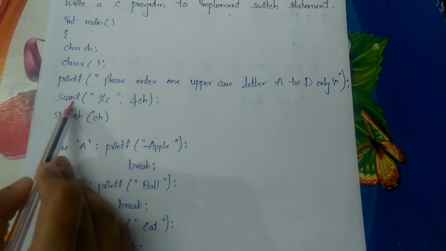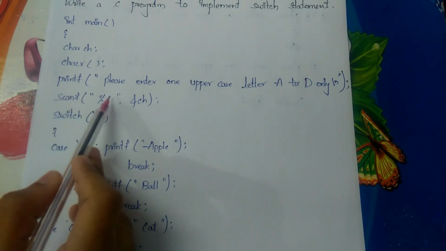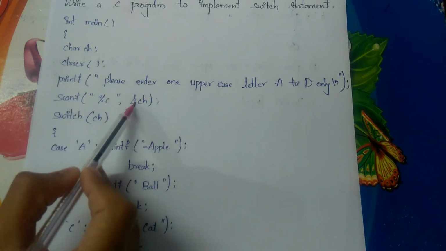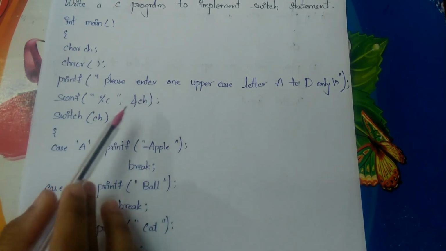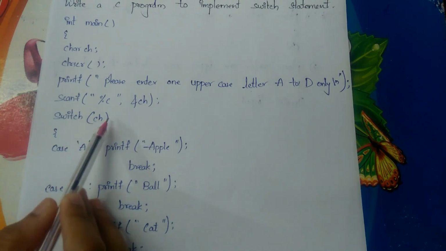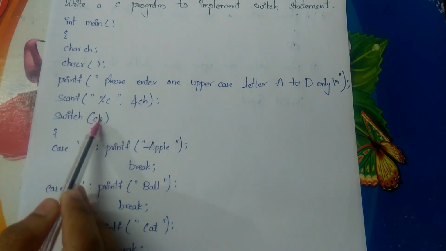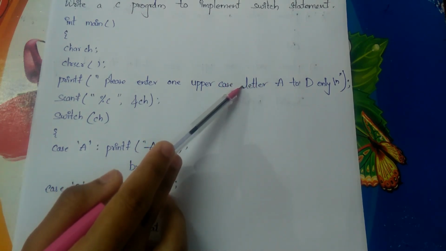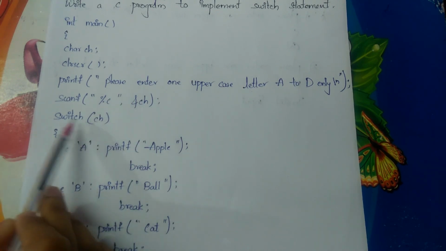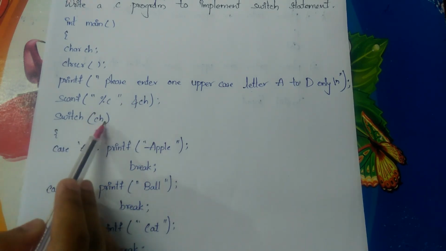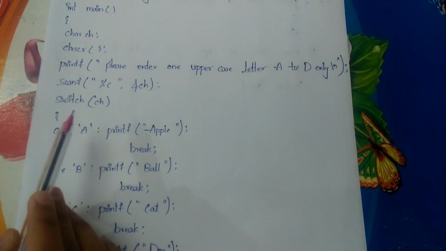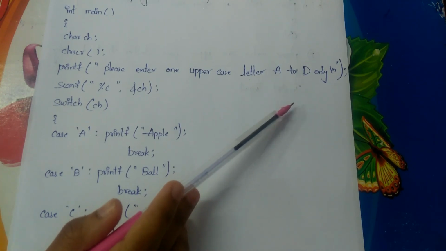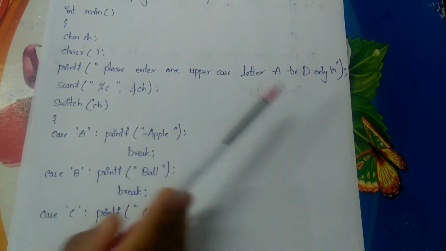For that I am using scanf. So scanf with %c, which is the format specification for the char data type, and &ch. Now switch of ch. So this is the expression. Whatever uppercase letter the user entered from the console will be taken by the switch as an expression. Now the switch block starts here. First case A. We have four cases here: A, B, C, D.